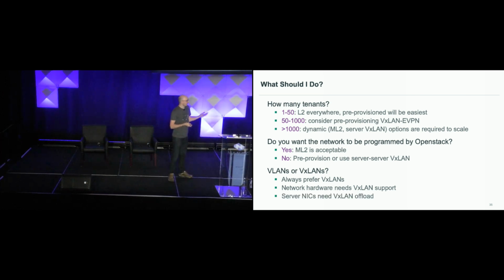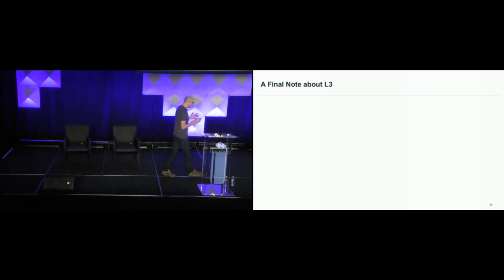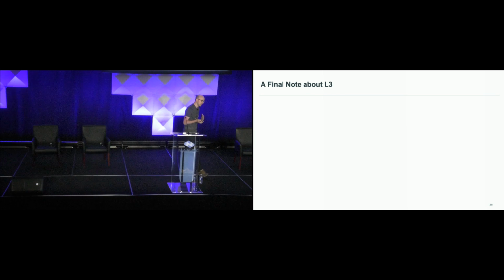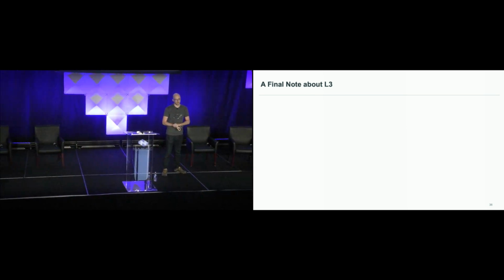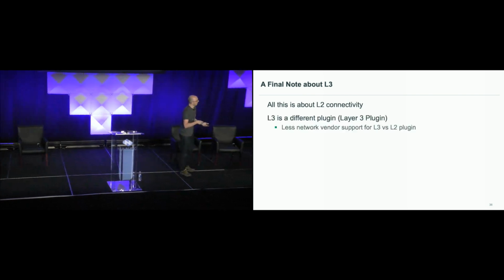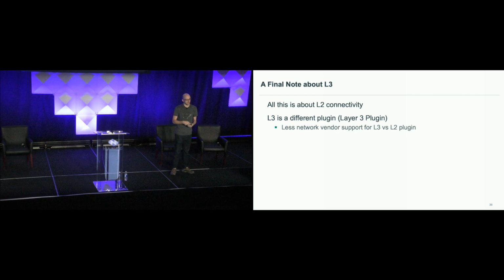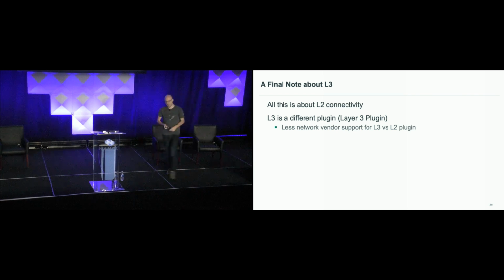And as I mentioned, server NICs as well. One final note is this has really been all about layer 3. Or, I'm sorry, all about layer 2. So what about layer 3? Layer 3 is a different plugin within OpenStack. You might be surprised to know that it's called the ML, anybody? 3 plugin, right? ML3, because they're clever.